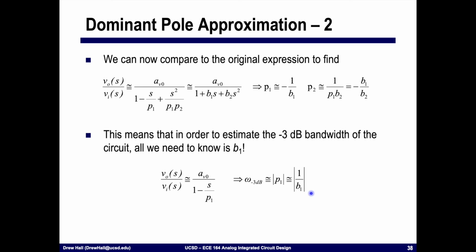All right, so now if I was to take this expression and compare these two, I can map them back into the poles by the coefficients in this expression. And so I would find that P1 was approximately negative 1 over B1, and P2 was 1 divided by P1 times B2, or negative B1 divided by B2. Okay? And so if I only want to estimate the minus 3 dB bandwidth, all that I need to know is B1. Okay, and so if I can come up with a technique that estimates B1, then I can simply approximate the 3 dB bandwidth as 1 over B1.